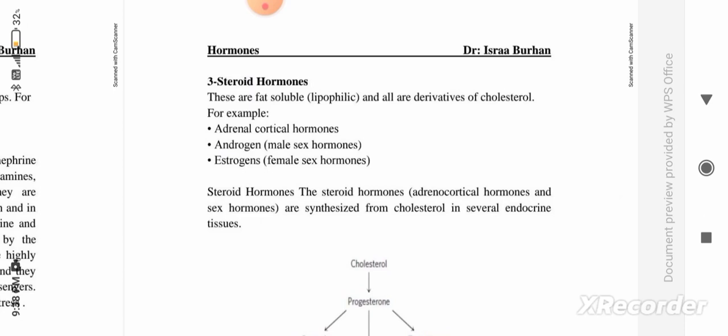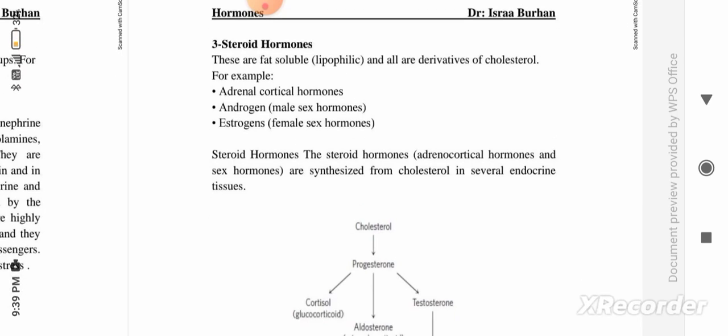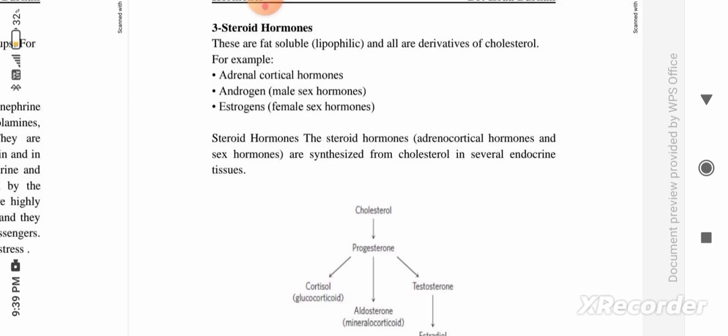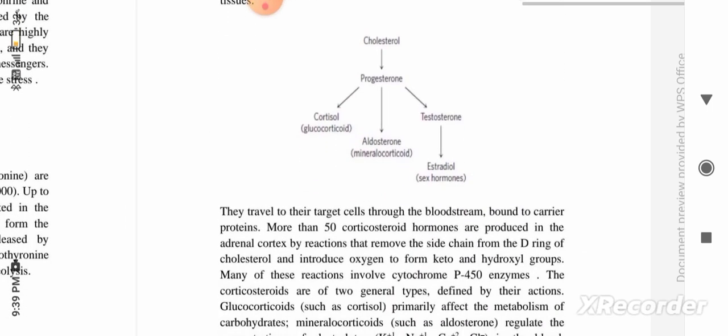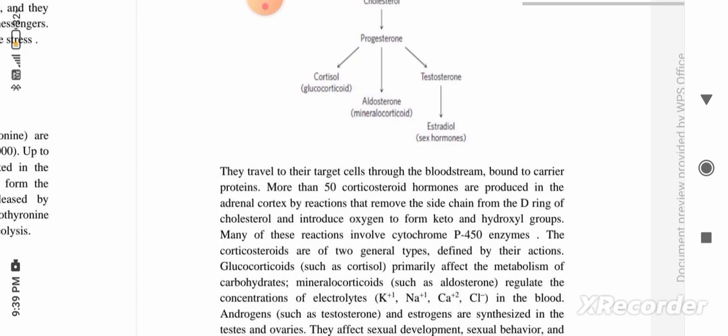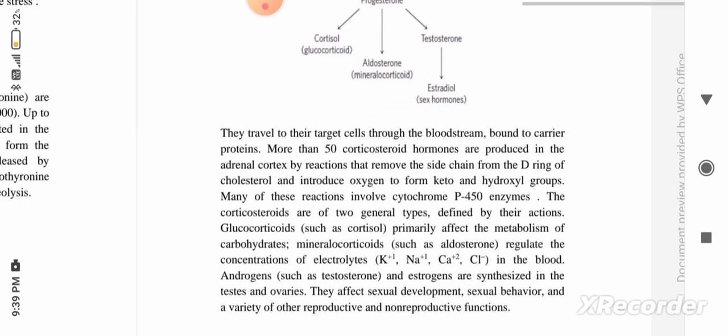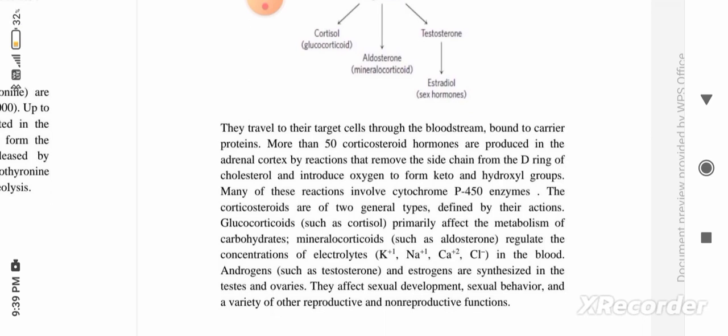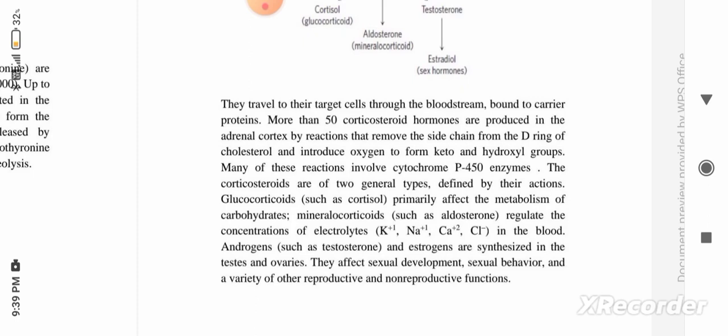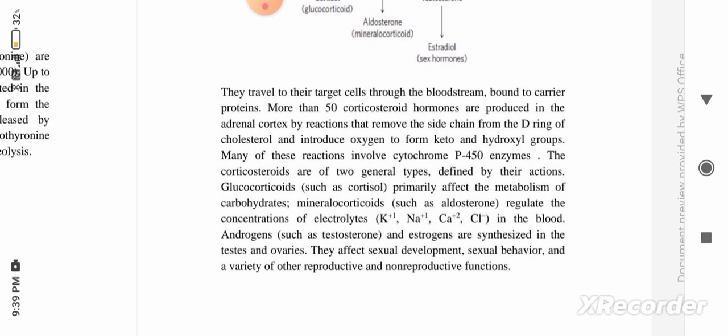Steroid hormones. These are fat-soluble, lipophilic, and all are derivatives of cholesterol. For example, adrenal cortical hormones, androgen, estrogen. The steroid hormones are synthesized from cholesterol in several endocrine tissues. They travel to their target cell through the bloodstream, bound to carrier proteins. More than 50 corticosteroid hormones are produced in the adrenal cortex by reactions that remove the side chain from the D-ring of the cholesterol and introduce oxygen to form ketone and hydroxyl groups. Many of these reactions involve cytochrome P450 enzymes.